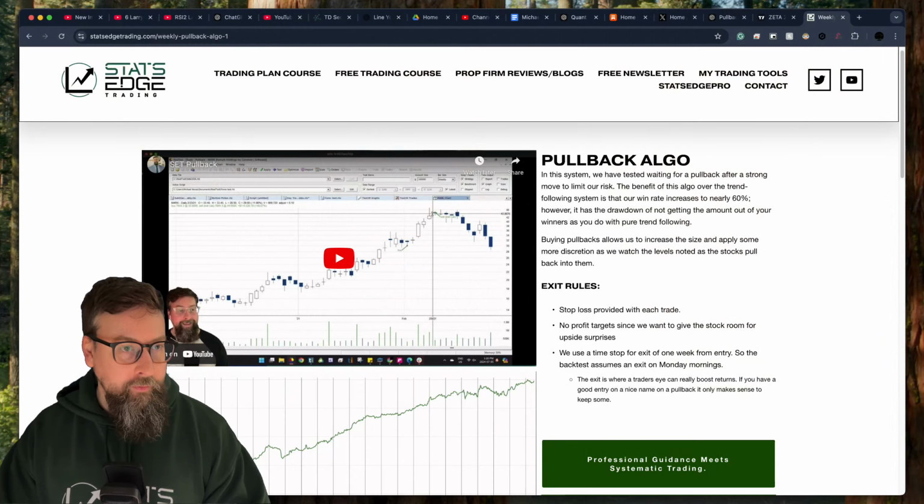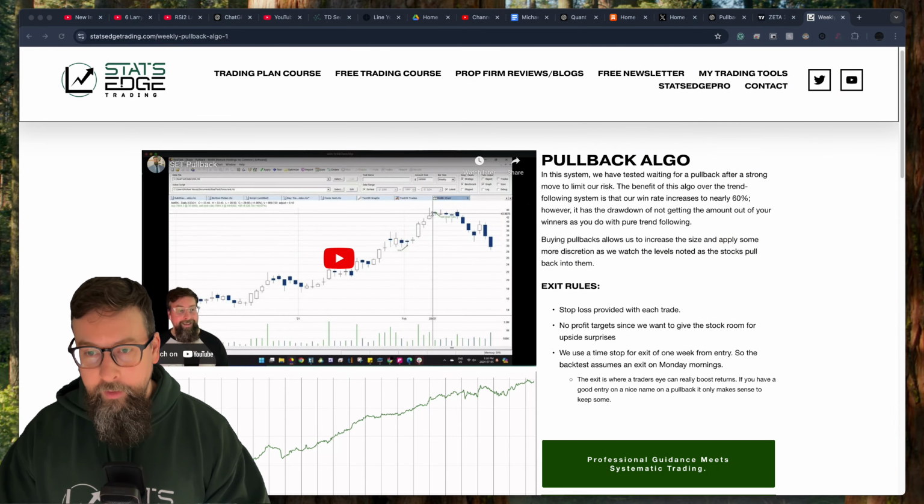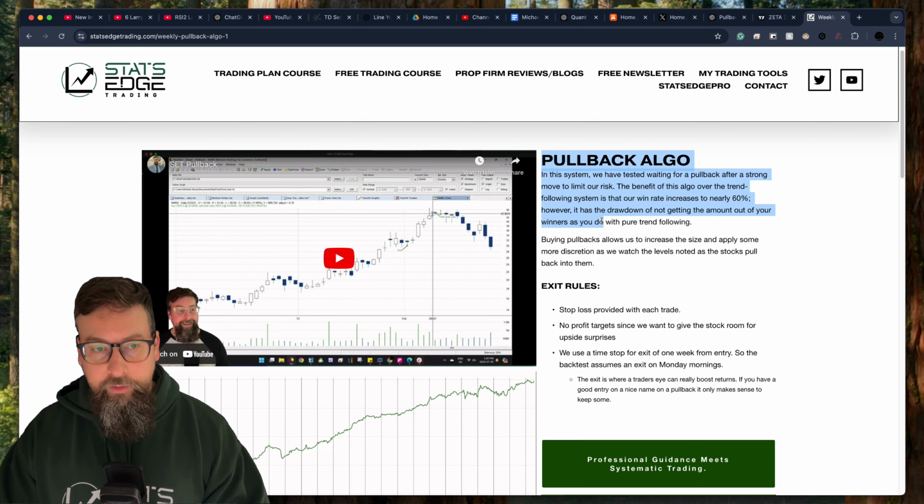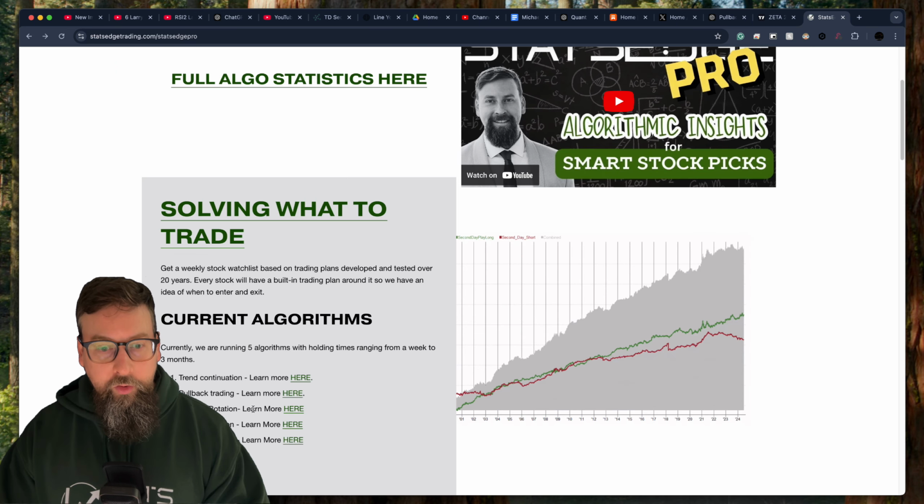Now, to get started, we're just going to pop over here to StatsEdge Pro, and I'm just going to show you this is the algorithm that we're talking about, right? So on my website, if you go to statsedgetrading.com, you can see these are all the different algorithms that you can get. Currently, we're running 4.